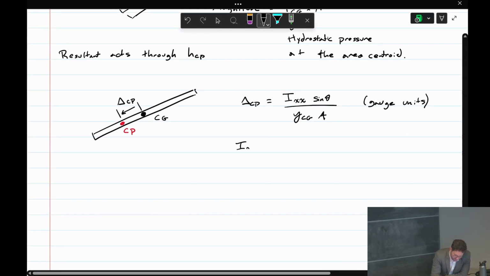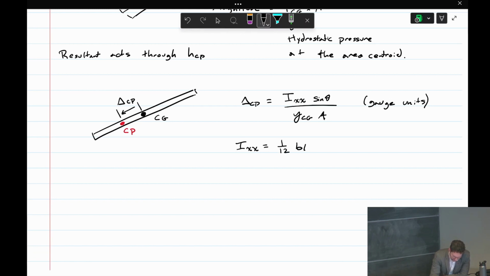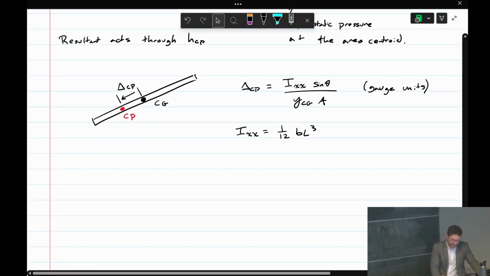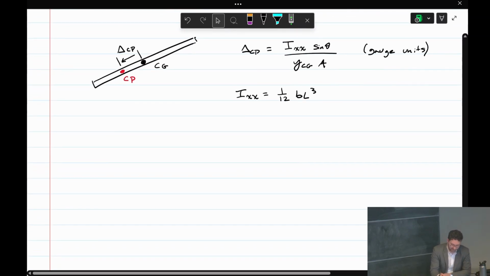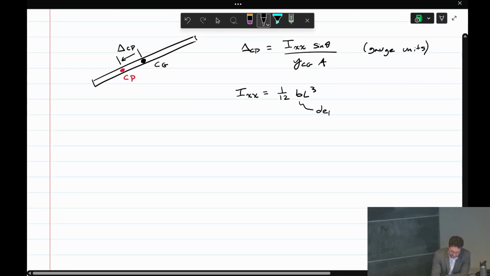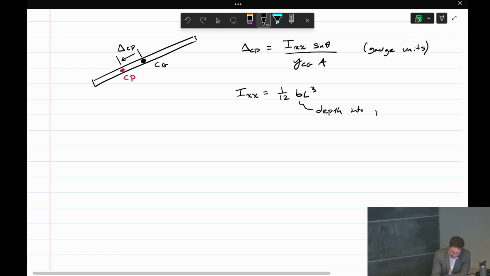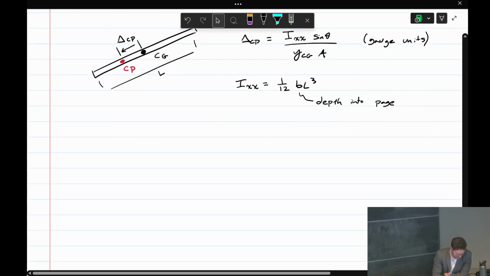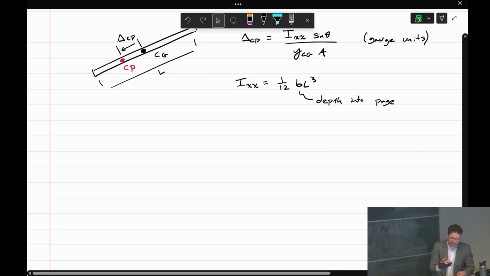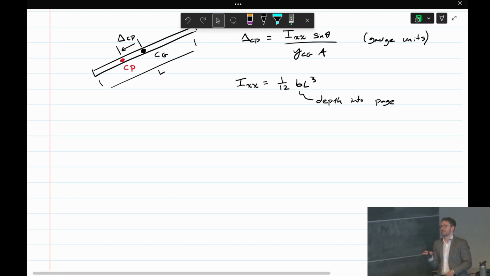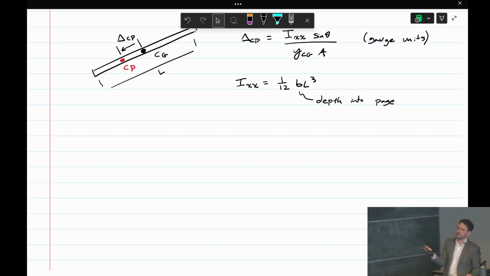And then I_xx is a moment of inertia. So for a rectangular plate, that's what the moment of inertia is calculated for. So B is the depth into the page. So this is L. In general, what this method does is you compute a resulting force that acts through the centroid, and then you move it a certain distance away from the centroid.